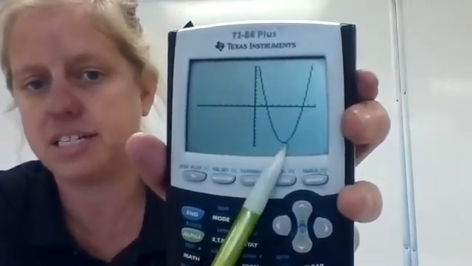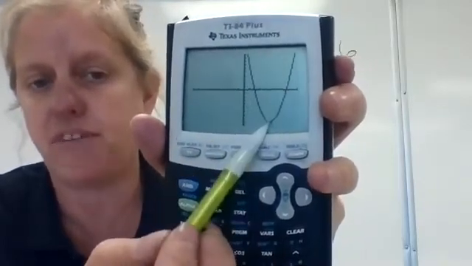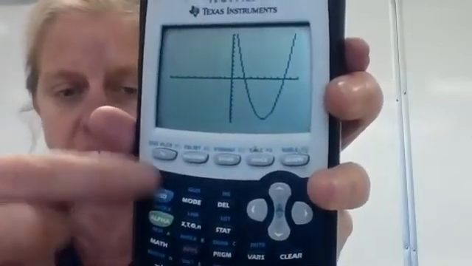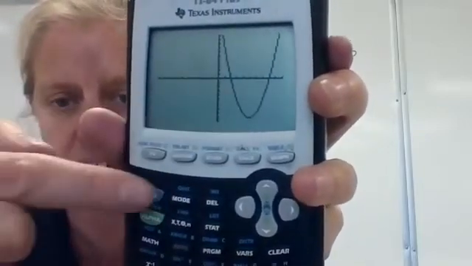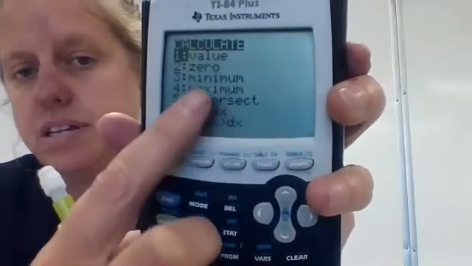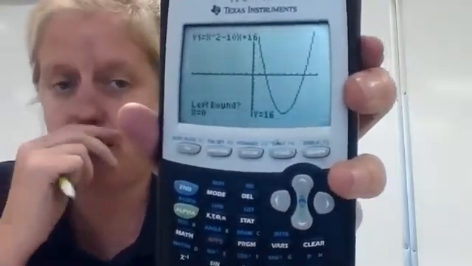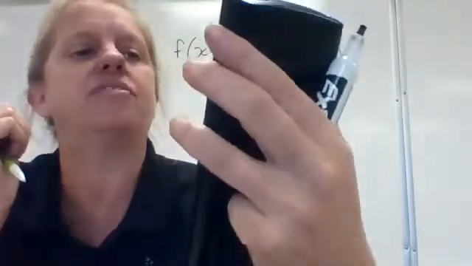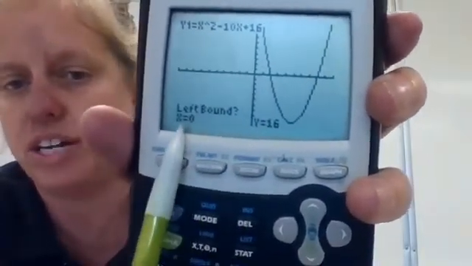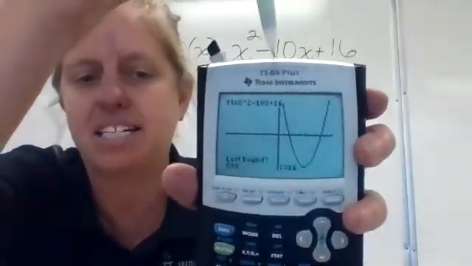So here's my vertex. Again, it's the minimum of the parabola, right? Because it's at the very bottom. So when I want to find the vertex, that's what I'm going to tell it. I'm going to say I need to find this minimum point down here. So second calc down to minimum. Then it's going to say, okay, is your cursor on the left? Okay, I don't even see my cursor, but this always tells you where your cursor is. It's at 0, 16, which means it's on the y-axis at 16.